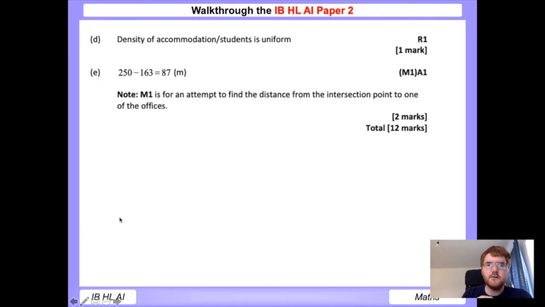Okay, not on this particular question. Yeah, here. So you've got an R1 mark. This is called a reasoning mark, okay, which IB do have quite often.